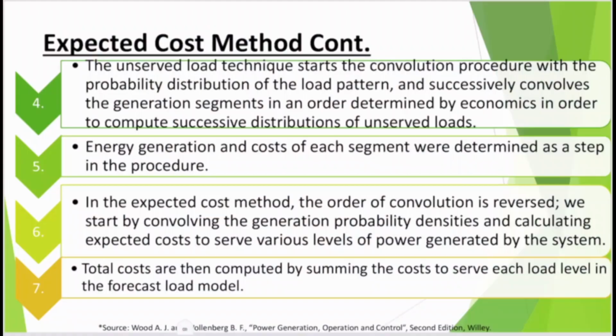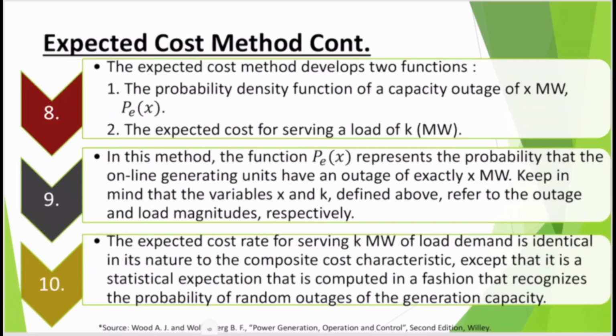Now the total costs are computed by summing up all the costs to serve each load level in the forecasted load model. Now let us focus on a bit of understanding here. The expected cost method developed two important functions. The first one is the probability density function of a capacity outage of X megawatt, that is PE(X). The second is the expected cost for serving a load of K megawatt.